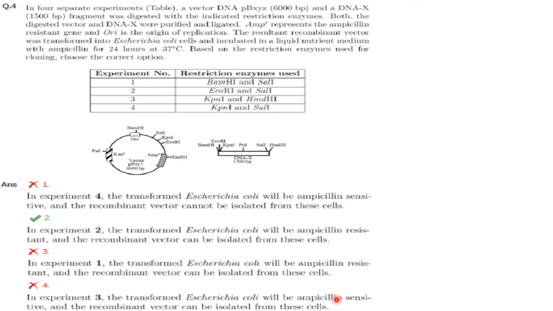Then coming to option 2. In experiment 2, that is EcoRI SalI, that is over here, EcoRI SalI, EcoRI SalI. The transformed Escherichia coli will be ampicillin resistant. Yes, HindIII is not damaged, so it will be ampicillin resistant. And the recombinant vector can be isolated from these cells. Yes, you can even isolate recombinant vector from this particular restriction digestion. So experiment 2 is correct.